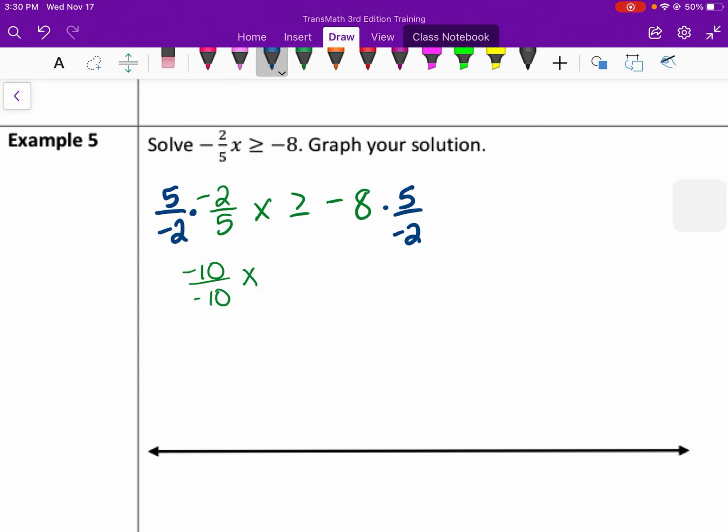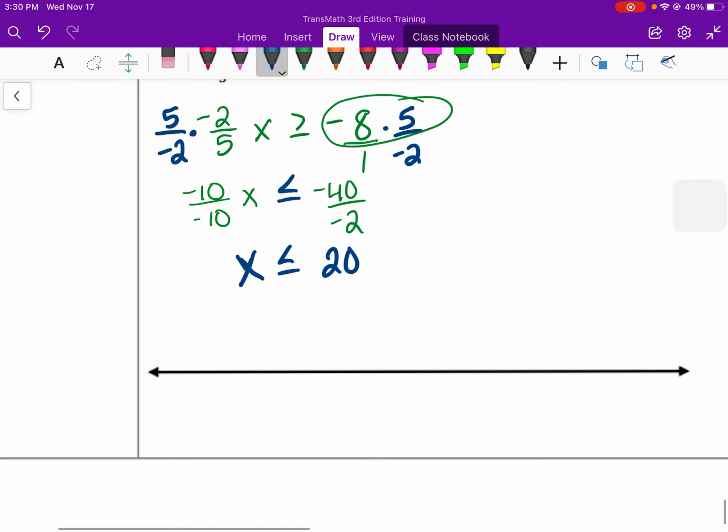Since I multiplied by a negative this time, I will have to change this from greater than to less than or equal to. Then I'm going to put negative 8 over 1, multiply across the top. Negative 8 times 5 will be negative 40. 2 times negative 1 will be negative 2. Then simplify. A negative 10 divided by a negative 10 is a 1, positive 1. Negative divided by negative is positive. Less than or equal to 40 divided by 2 is 20, and negative divided by negative is positive. My final answer here will be x less than or equal to 20.